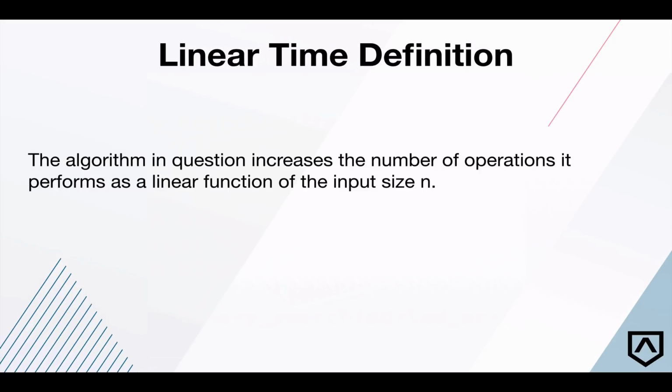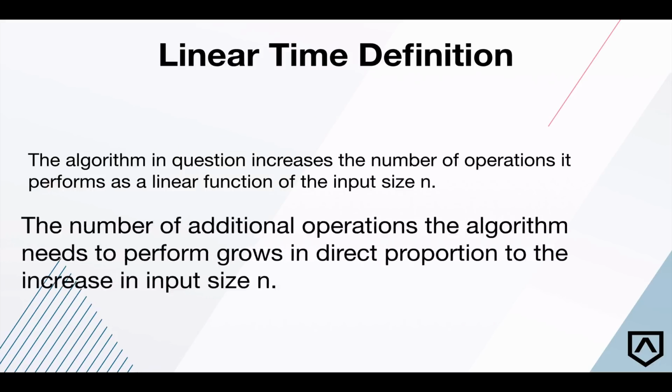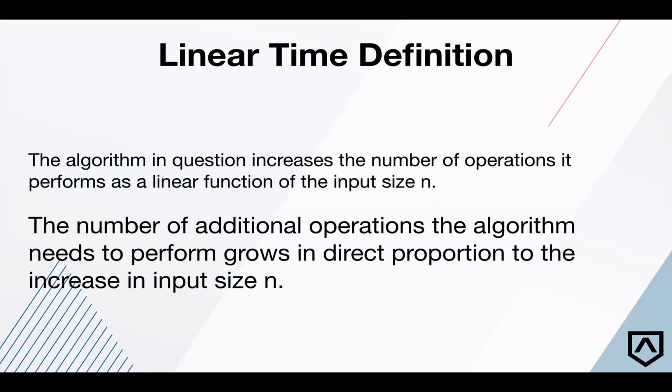Okay, let's move on to linear time. Again, linear time is where the number of operations that need to be performed as a function of n is a linear function, or in other words, the number of operations that we need to perform for some given input size grows in direct proportion. So for example, we might have some input size n.